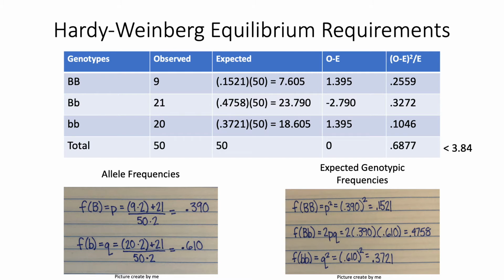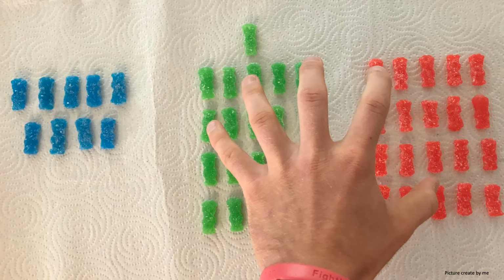To find the genotypic frequencies of the homozygous genotypes, you square either the P or Q value, depending on which homozygous genotype you want. To find the genotypic frequency of the heterozygous genotype, you multiply the P and Q value together and then multiply that value by 2.